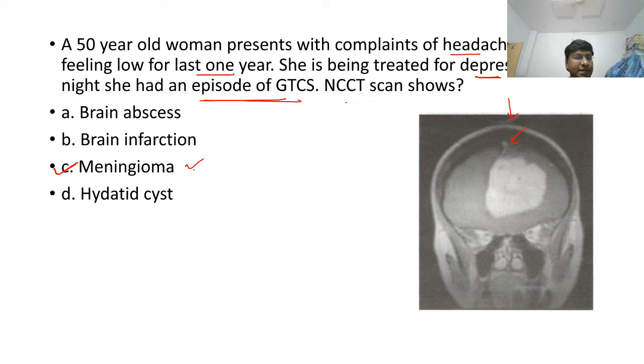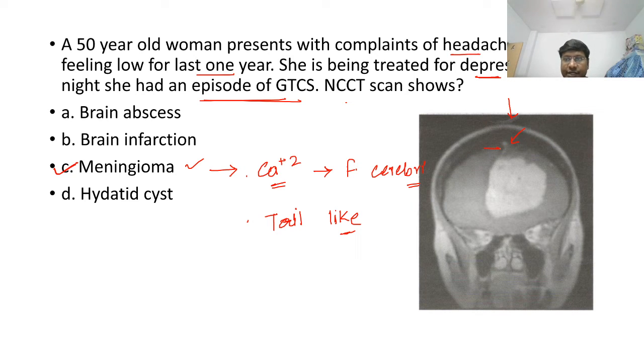And if you take this particular meningioma, what is this CT scan showing you? It is showing you a calcified lesion which is originating from the falx cerebri. And what is the clue for that? The clue for that is the tail-like appearance that you are noticing. Where is the tail? This tail-like appearance whatever you are seeing will give you the diagnosis of meningioma.